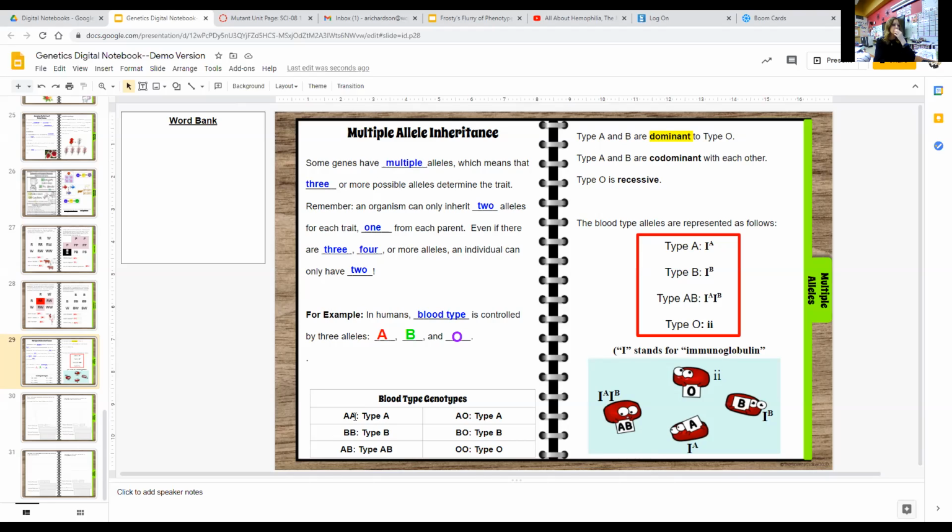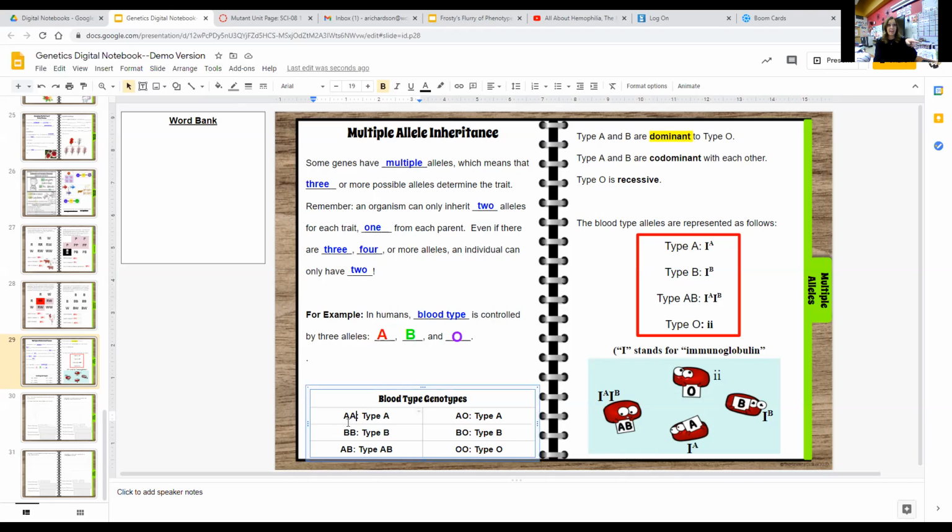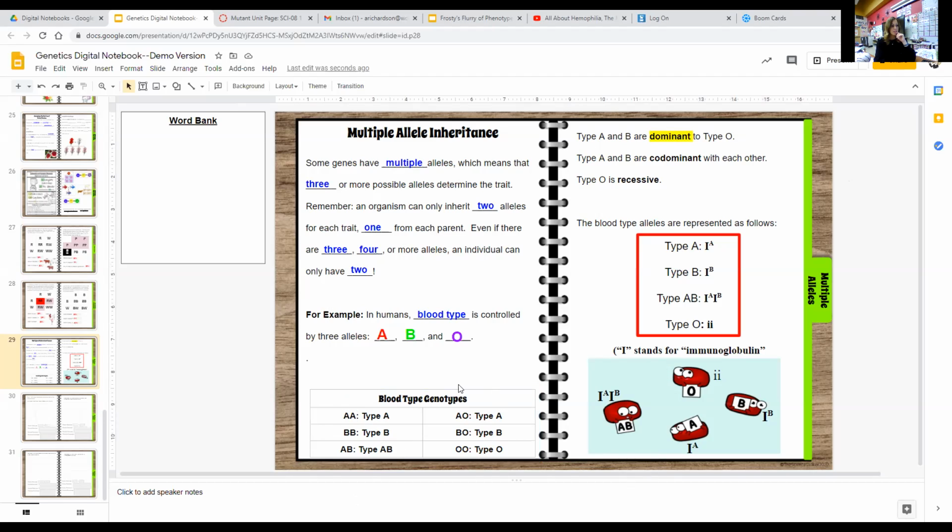Okay? So for example, if you get an AA allele, you have type A blood. If you have an AO allele, you have type A blood. If you have BB, it's type B. If it's BO, it's B. If you have AB, it's type AB. And if you have OO, it's type O. Okay? So that little chart is right down here.